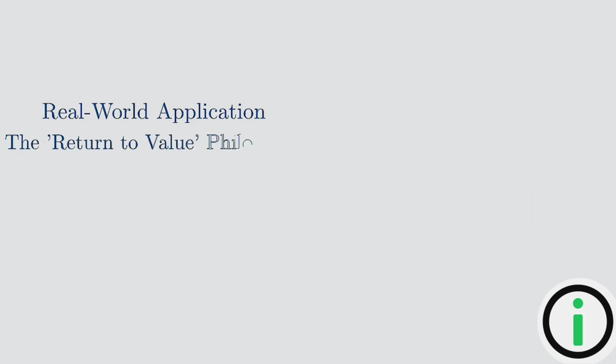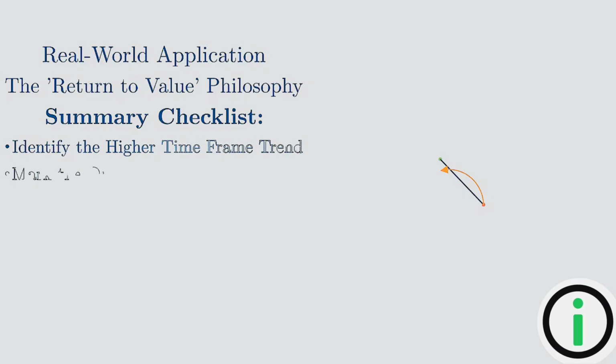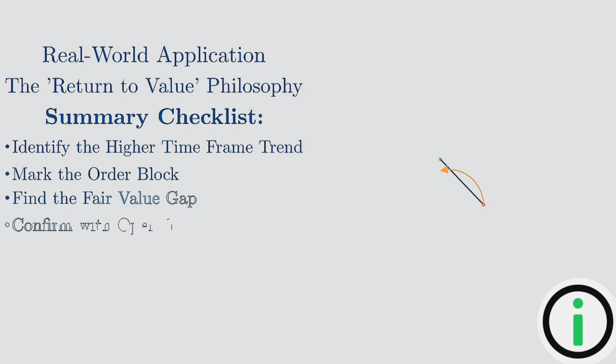Remember our core philosophy: we don't chase price. We identify where the smart money has left its mark, and we wait patiently for the price to return to that value. Take some time today to open your charts and look for these patterns. Scan for those impulsive moves, walk back to find the order block, and check if a fair value gap was left behind. Then, look at the options chain to see if the OI supports your zone.